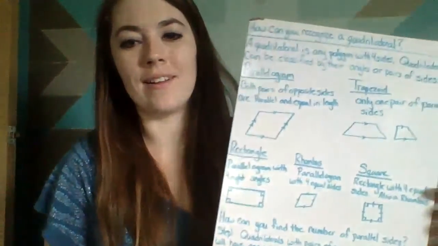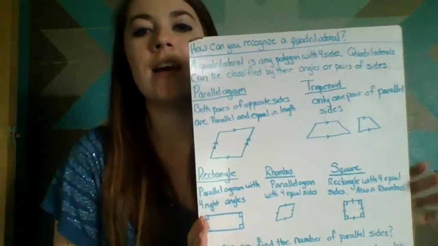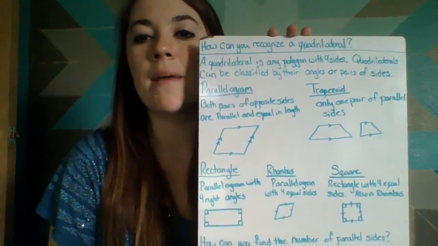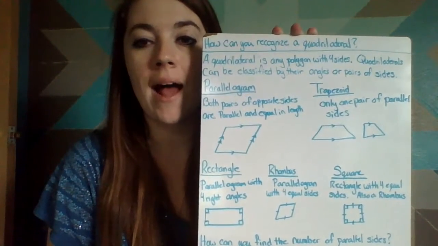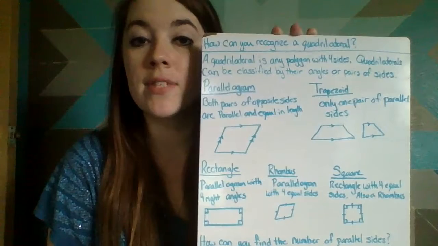It is more about polygons, a specific kind of polygon. Last time we were looking at a specific polygon known as the triangle. This time we're looking at specific polygons known as quadrilaterals, our four-sided figures. A quadrilateral is any polygon with four sides. Quadrilaterals can be classified by their angles or pairs of sides.